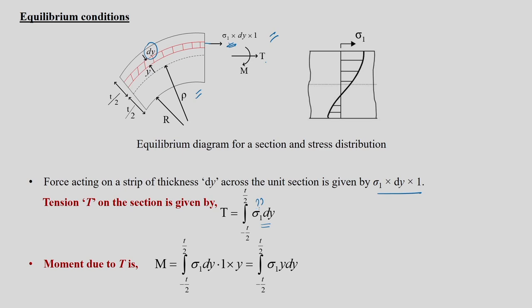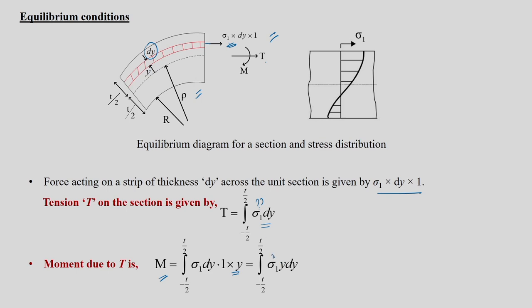Sigma 1, that is the next thing what we are going to discuss, what will be sigma 1. Okay. So, for this tension, we can get moment the same way, integral from minus t by 2 to t by 2 of sigma 1 dy into y, y dy basically. So, we are going to multiply that with this distance from the center, that is what is given here. So, in general, you can write integral minus t by 2 to t by 2 of sigma 1 y dy.